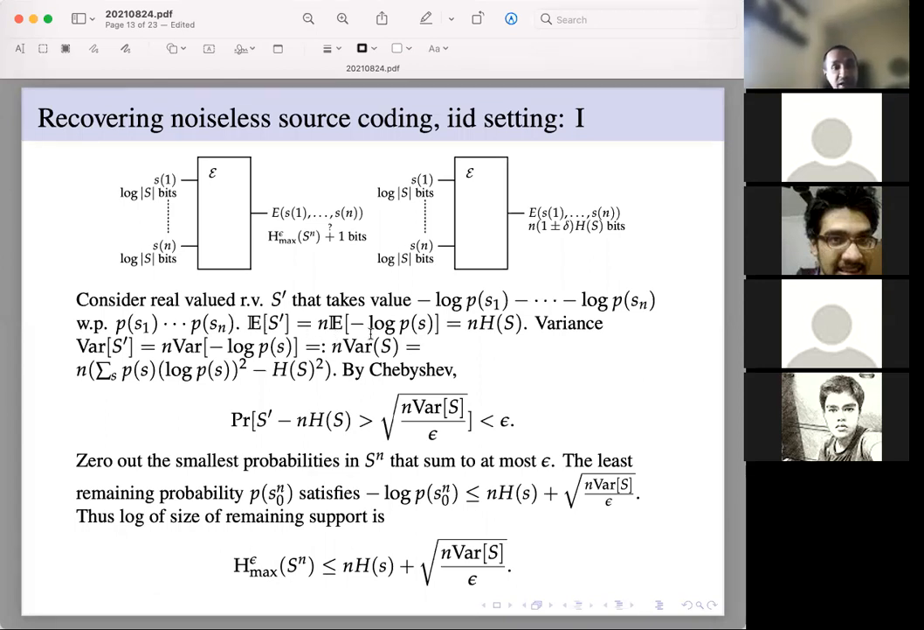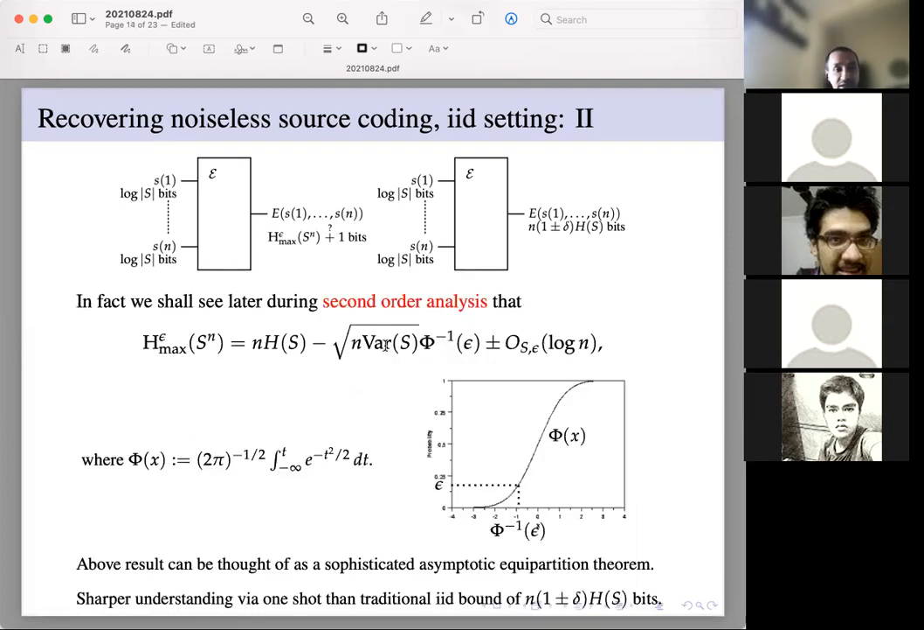So now you can believe that the Shannon entropy is lower bounded by the smooth min entropy and upper bounded by the smooth max entropy, so the notation is very suggestive. This quantity is larger than the Shannon entropy, but if I go to the IID limit, that is the asymptotic equipartition, it approaches the Shannon entropy, and we now have a very precise idea of how it approaches. So it's a sharper understanding than the traditional IID bound of n HS times 1 plus minus epsilon. Any questions?